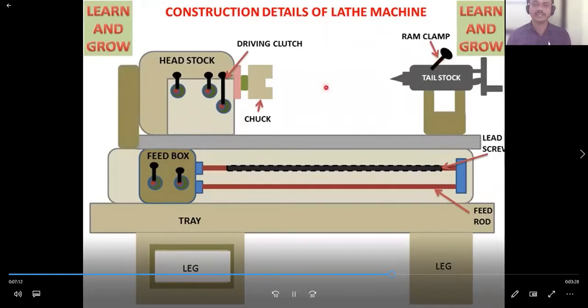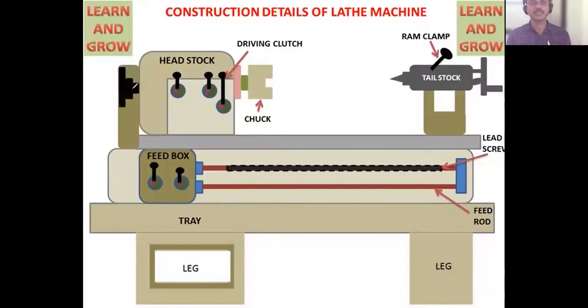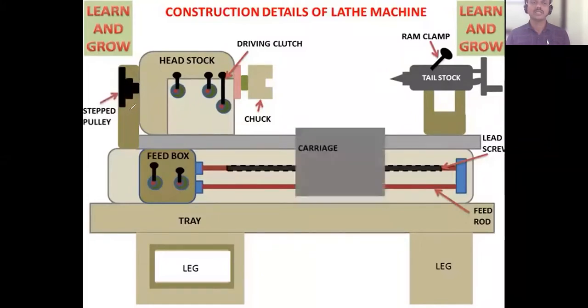Now towards this side, here we have driving pulleys. This is the stepped pulleys. So these are the stepped pulleys. It is connected to the motor, and whatever speed we require, we can achieve by changing the pulley.